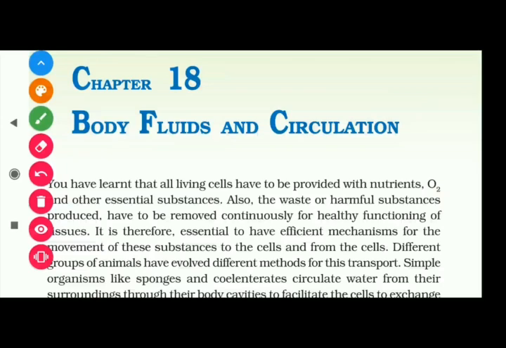So today we will start our new lesson, body fluids and the circulation. We have already learned that living cells have to be provided with nutrients, oxygen and other essential substances, and the waste or harmful substances produced have to be removed continuously. Living cells need these nutrients and essential substances, and they also secrete harmful substances or waste outside the cell, and this process is done continuously. For healthy functioning of the tissues, it is therefore essential to have an efficient mechanism for the movement of these substances.